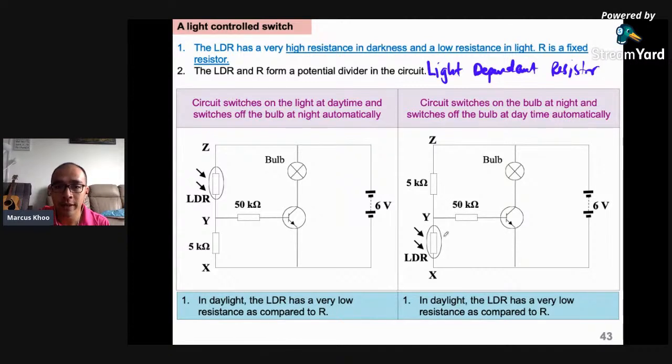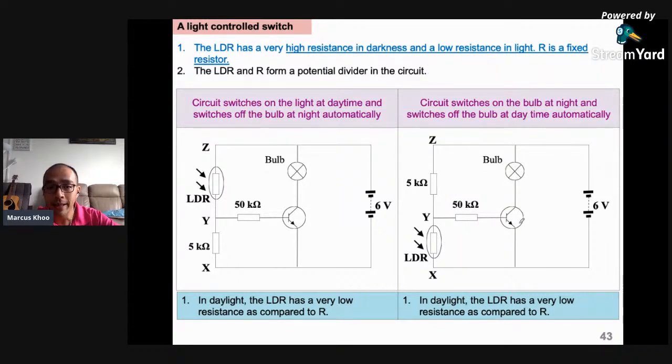If we put the LDR over here, on the daytime side, remember there's a lot of light. A lot of light means less resistance. Less resistance means low voltage here, and so here will be high voltage. So if the high voltage is up here, no use, because we want the high voltage to be here if we want to switch on the transistor. Because over here has low voltage, the transistor will be switched off and the bulb will not light up, because there's no collector current.